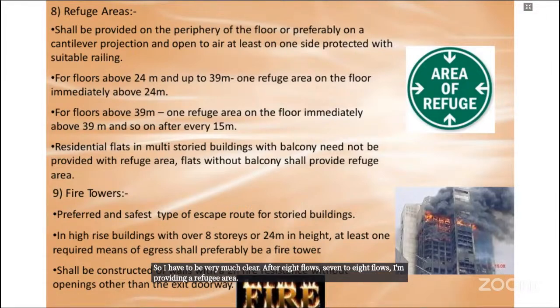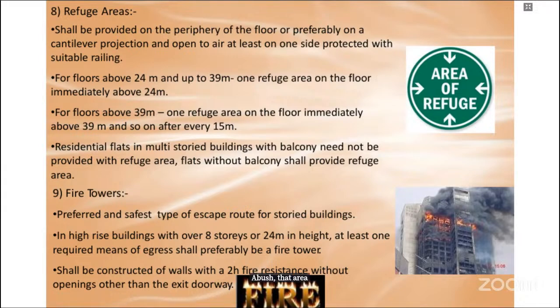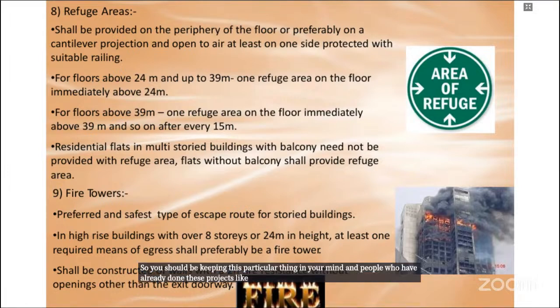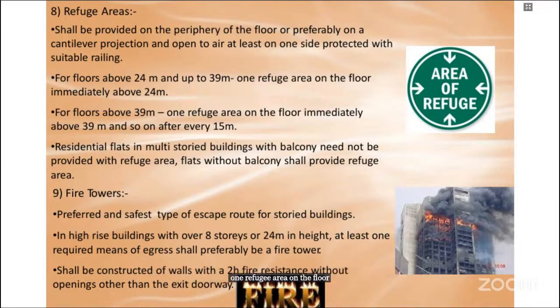Now that area has to be very much ventilated, cantilevered and open to sky. So you should keep this particular thing in your mind. And people who have already done projects like housing or skyscrapers are very well aware of these types of refugee areas. If the building is very high, then after 7 to 8 floors we have to provide certain types of areas. For floors above 39 meters, one refugee area on the floor immediately above 39 meters, and so on after every 15 meters. So it's completely a cycle.